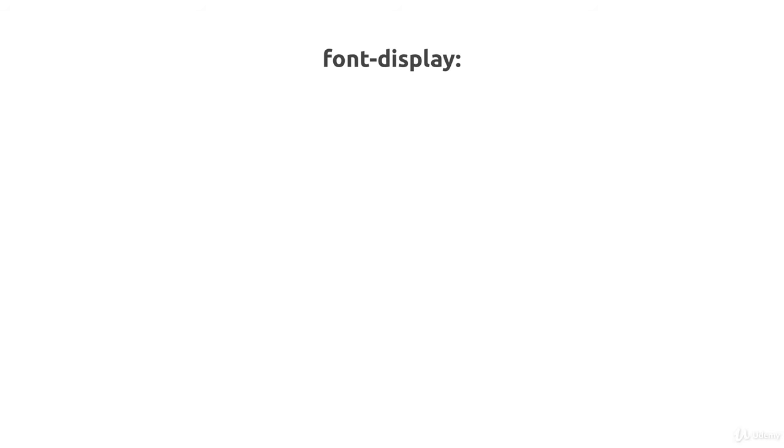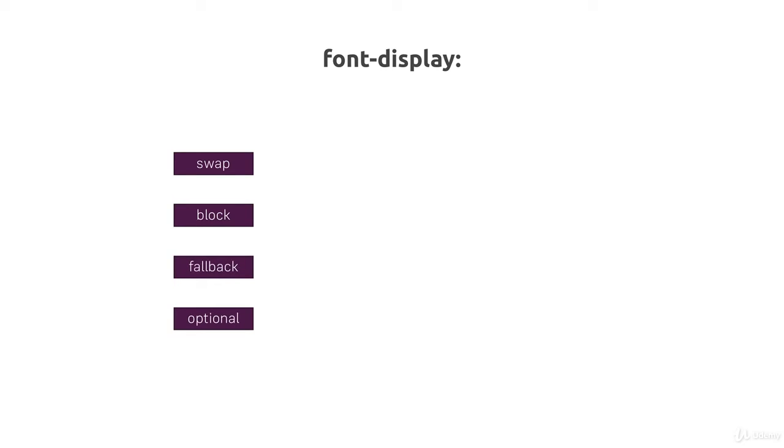The values we can have are swap, block, fallback, optional, or if we don't set anything, then it will be set to a value of auto by default. Auto simply means that the browser our visitor is using will automatically choose a value of its choice. So what do these values mean now? Well, let's have a look.